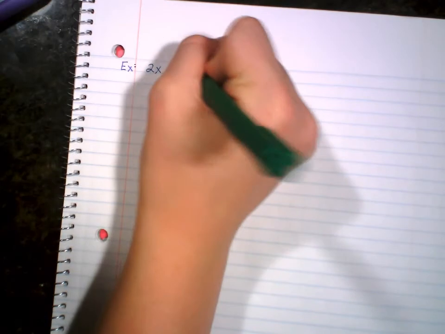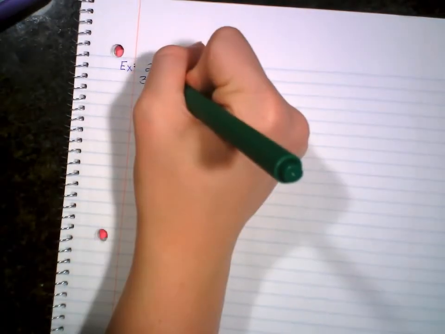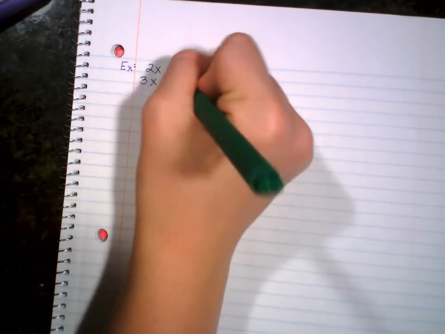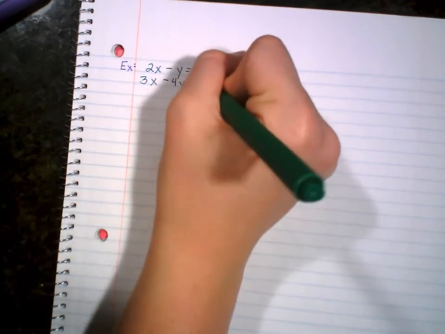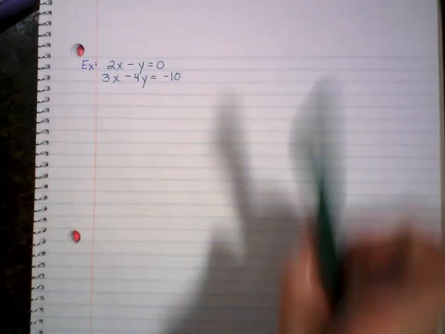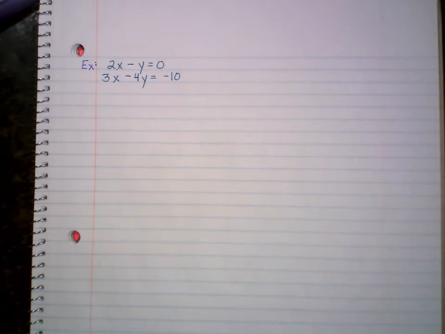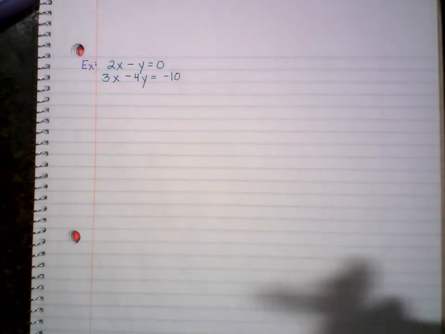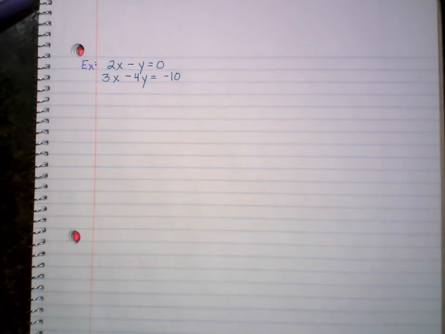So this one we're going to have 2x minus y equals 0, 3x minus 4y equals negative 10. So again, you see, is the number in front of either variable the same? No. So that means you need to change the equation. Okay? We need to transform it. We need to multiply.